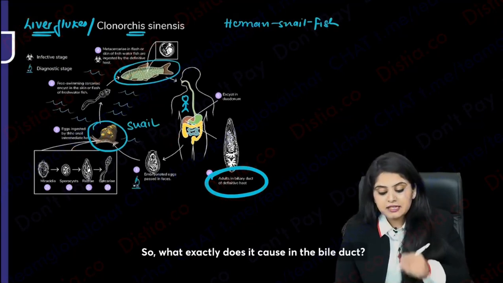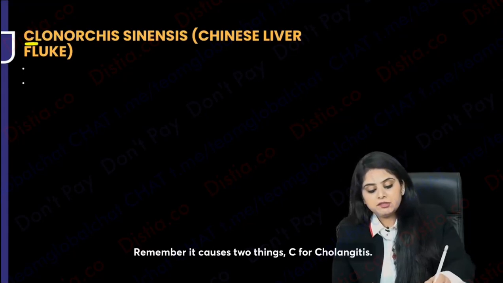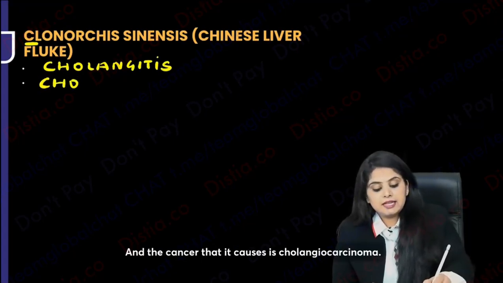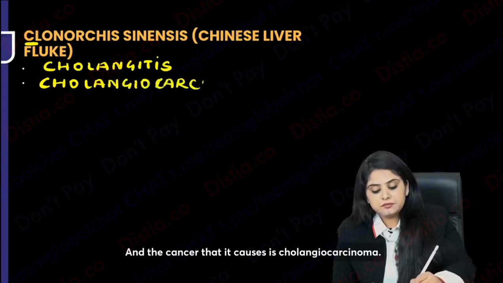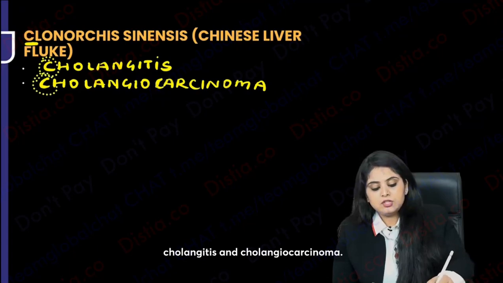So what exactly does it cause in the bile duct? Remember C for C. Remember it causes two things. C for cholangitis, so bile duct involvement, and the cancer that it causes is cholangiocarcinoma. So repeating, Clonorchis causes cholangitis and cholangiocarcinoma.